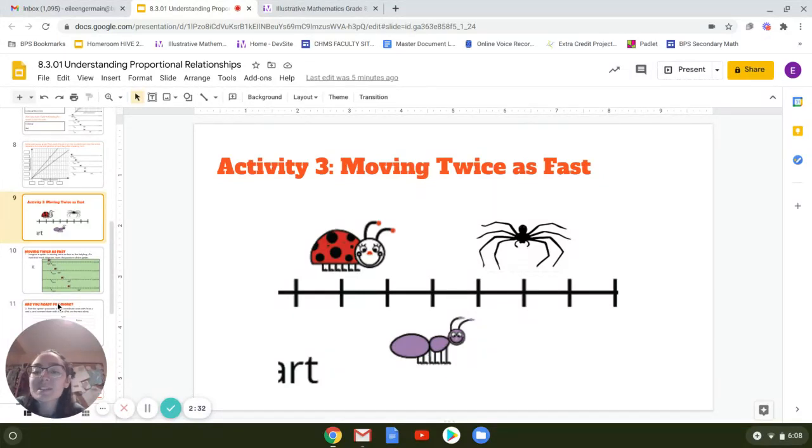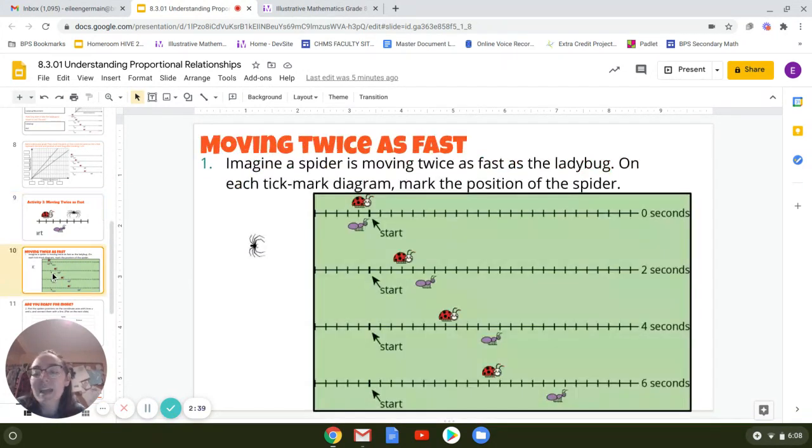Okay, so once again, I said we're going to be dealing with this ladybug and this ant again, but we're going to be throwing another insect in this time. So let's take a look at what it's asking us to do here. So it says moving twice as fast, okay? So here we go. Imagine a spider is moving twice as fast as the ladybug. On each tick mark diagram, mark the position of the spider. So over here, I actually threw some spiders on here where we can place them where they would fall in each one of these tick mark diagrams.